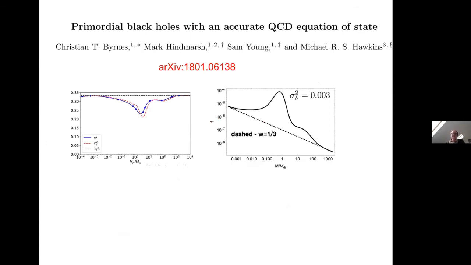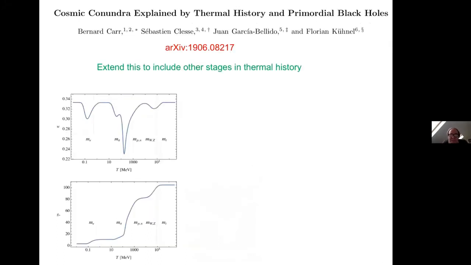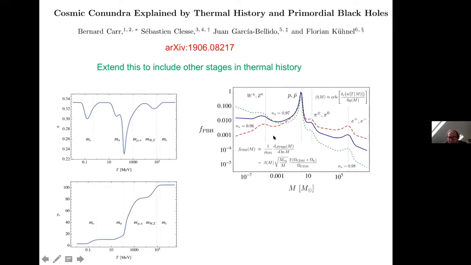Now, you heard a nice talk from Chris Byrnes about PBHs, and of course also from Dutta, on PBHs forming at the QCD phase transition because there's a softening of the equation of state. I do want to stress that it's Karsten who really first drew attention to this in his 1996 paper. In the Cosmic Conundra paper with my colleagues, we extended this idea by pointing out that you've actually got lots of little bumps in the equation of state. And this means that you will have lots of little bumps in the mass function of the primordial black holes.